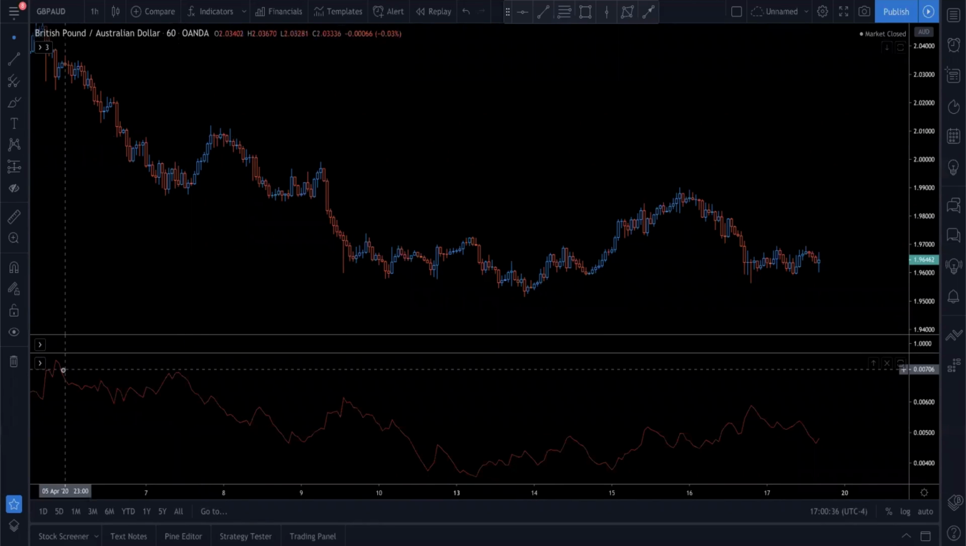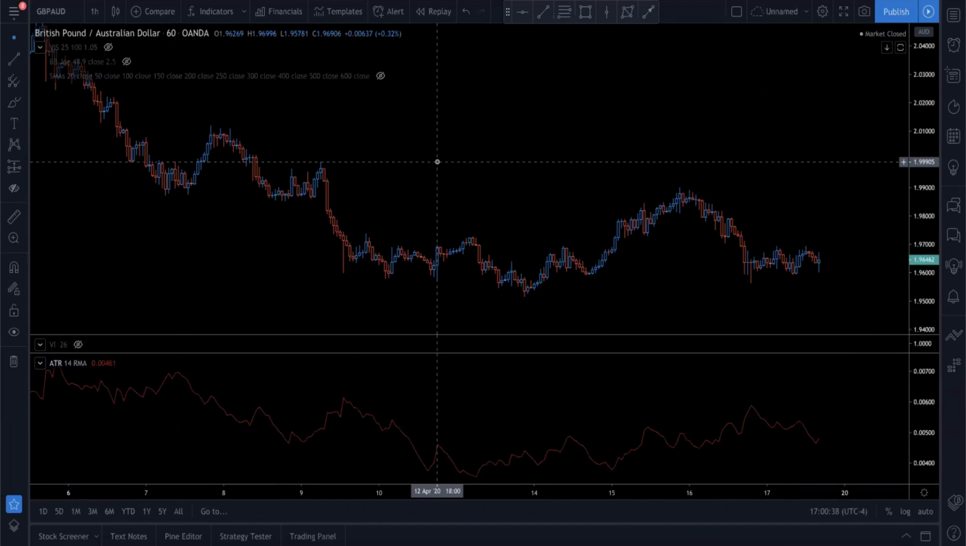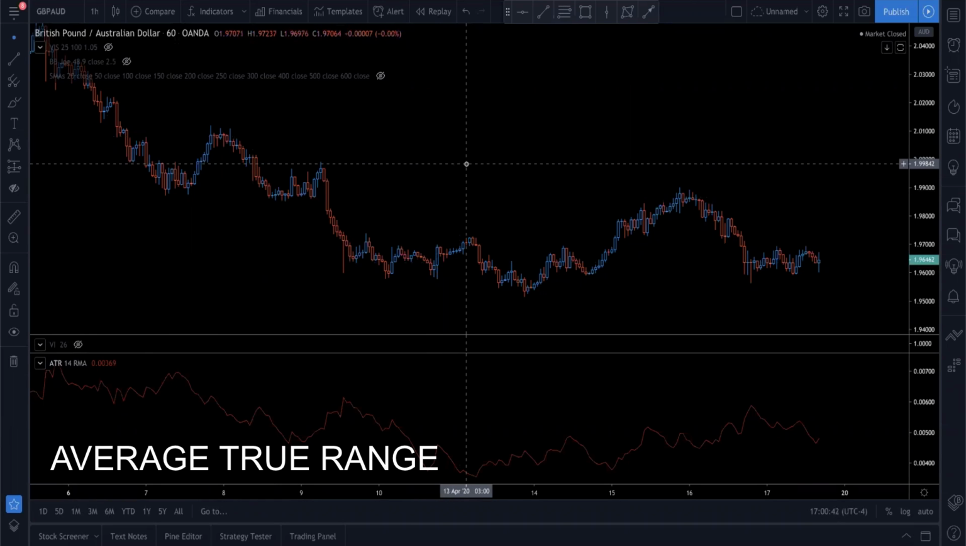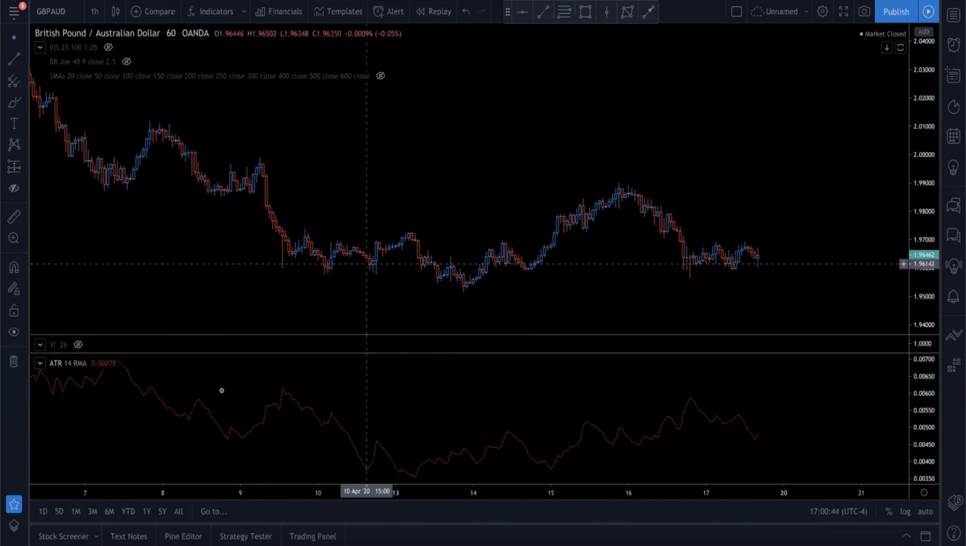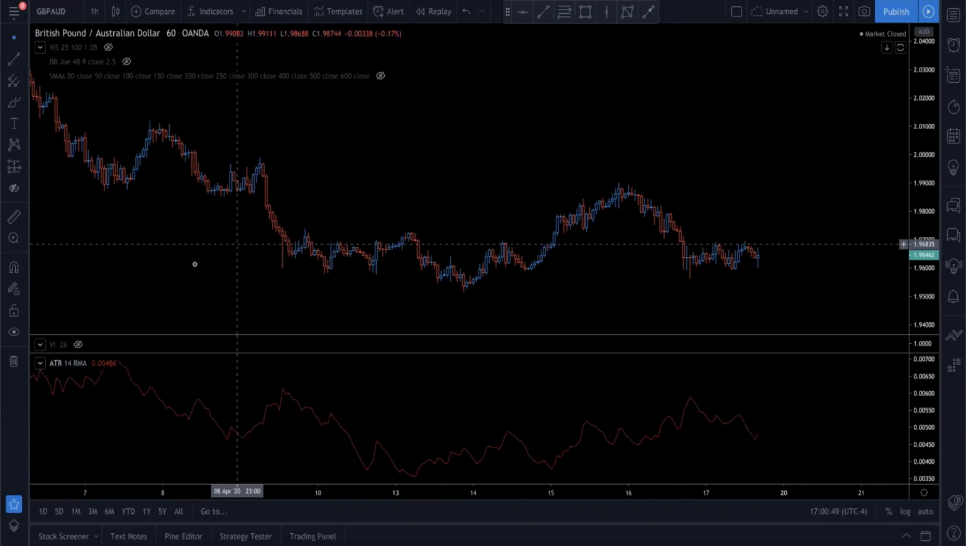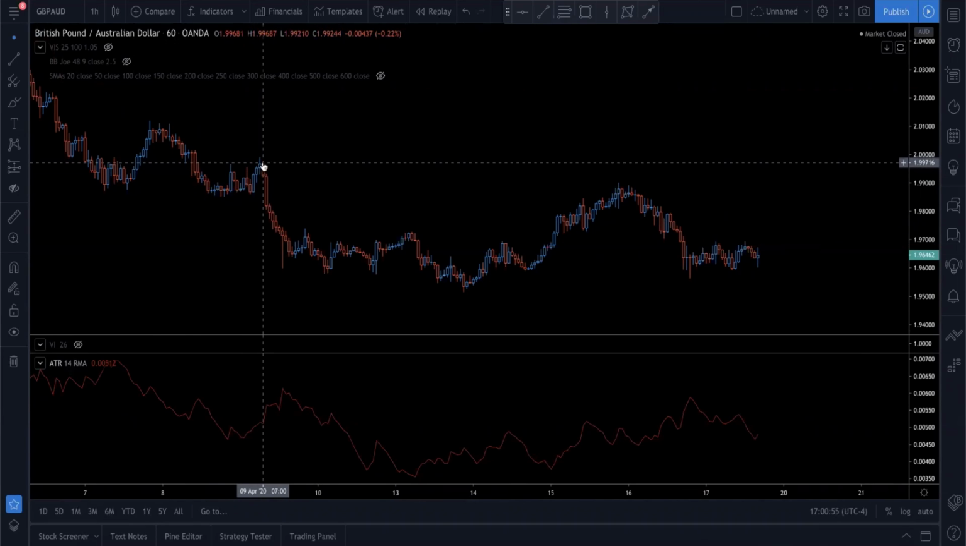Many of you may have heard of the ATR, or what's known as the average true range. And what essentially the ATR does is it gives you exactly what it sounds like. It gives you the average true range, or in other words, the distance between the highest point and the lowest point of a certain time period over the last however many time periods that you have set.